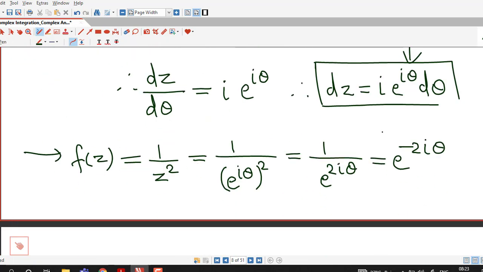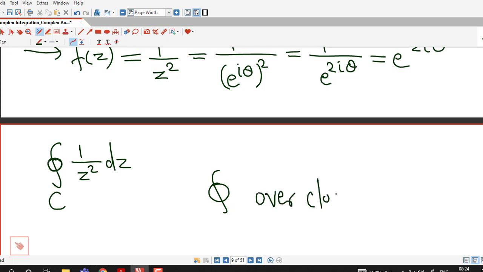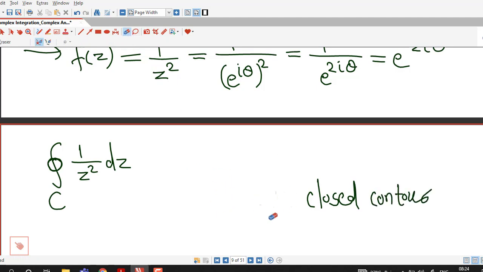So therefore, contour integral of 1 by z square over unit circle. The circle on the integral sign represents that this given contour is a closed contour. So this is the notation for integral of a complex function over a closed contour. The circle on the integral sign represents the integral over a closed contour.